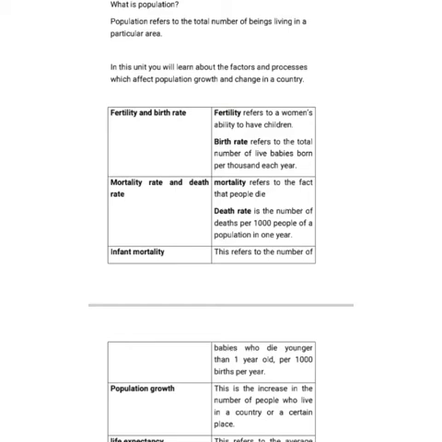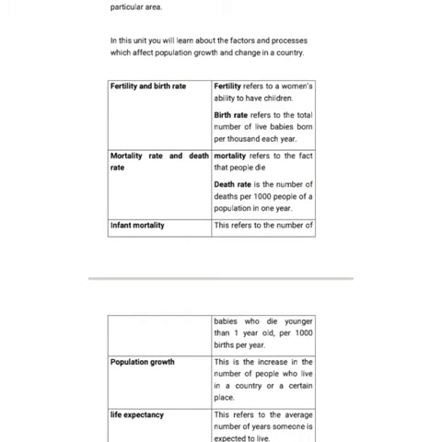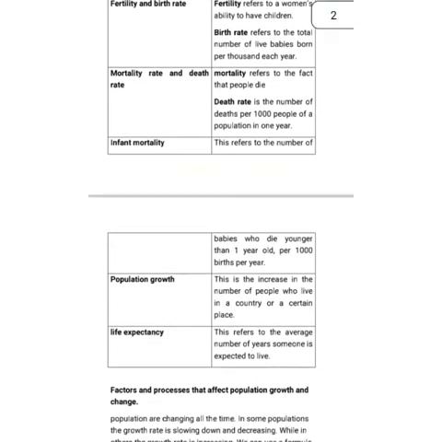Mortality rate and death rate. Mortality refers to the fact that people die. So the number of people that died per 1,000. We also have death rate. This is the number of deaths per 1,000 people of a population in 1 year.